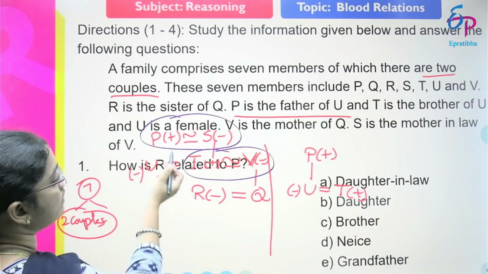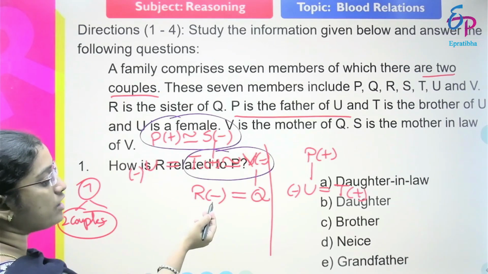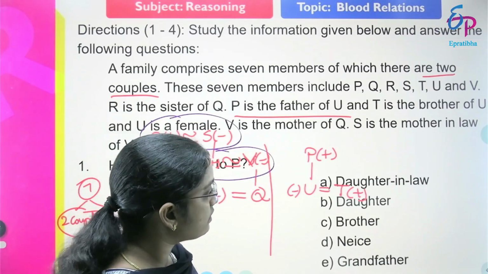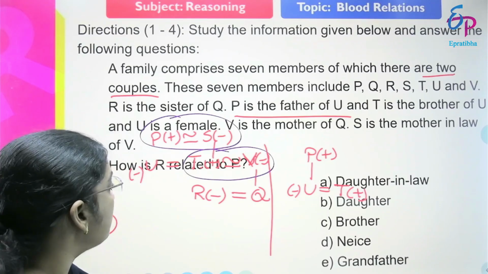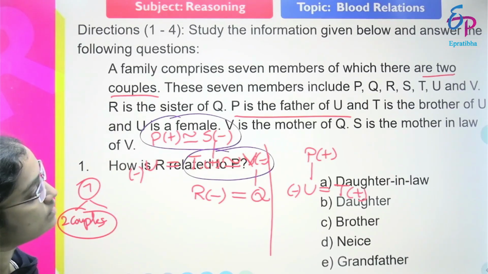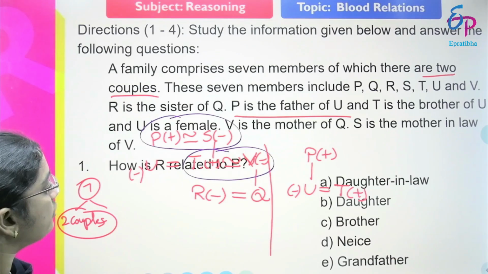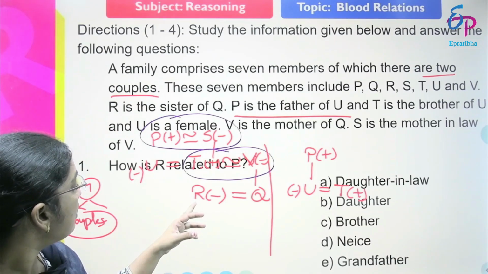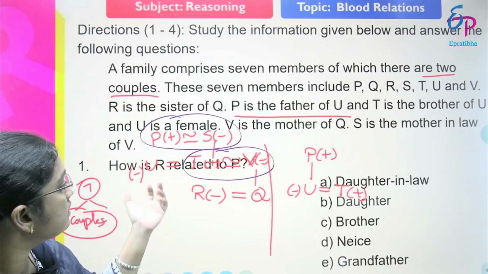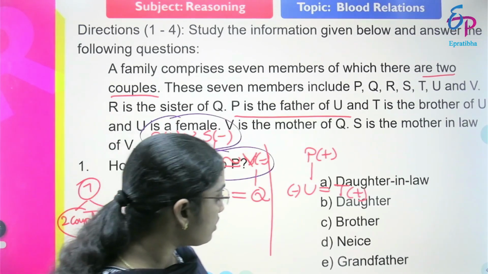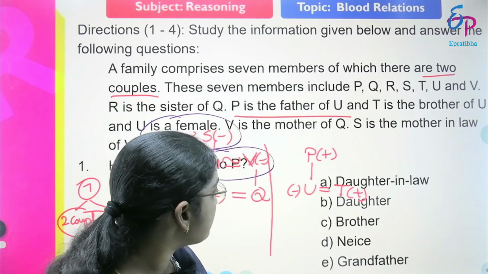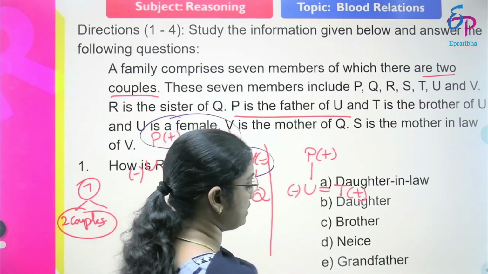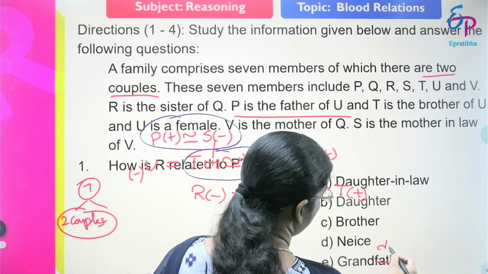R is a grandchild of P, friends. But R's gender is female. That means R is a granddaughter. Okay, R is a granddaughter of P. So how is R related to P? R is definitely the granddaughter of P, friends, but here we do not have that granddaughter option, right? That means maybe there is a correction in the options. So here we need to take granddaughter.